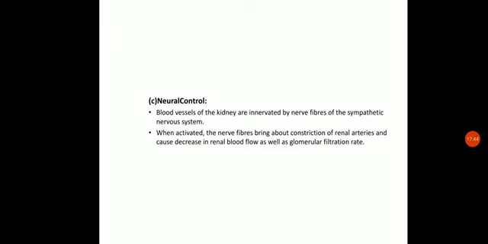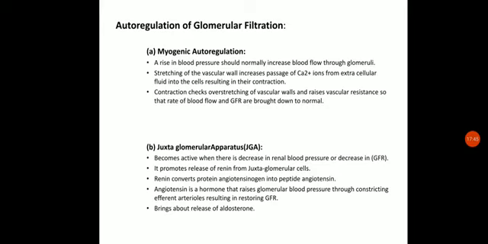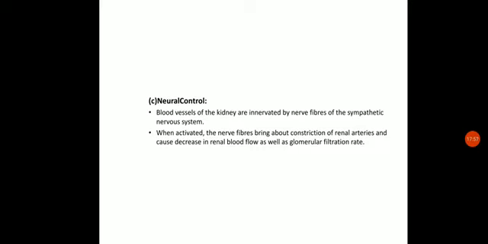The last regulation: these are the different autoregulations, right? So here they are basically regulating themselves. No external structure or external system is taking part. Next is the neural control. As we know, the nervous system is one of the most important parts. So the blood vessels of the kidneys are innervated by nerve fibers of the sympathetic nervous system.